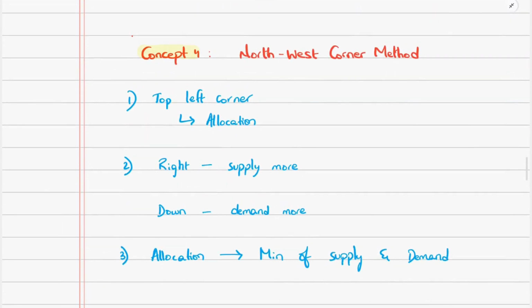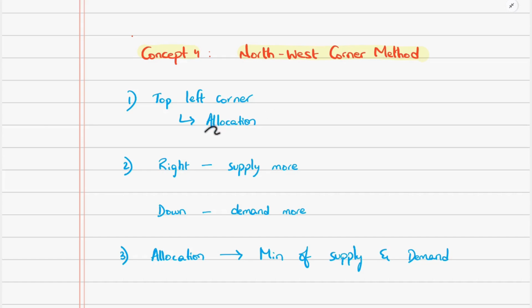So this is our concept for the northwest corner method. So what happens in the northwest corner method? I don't want to talk too much about it because when we solve the problem, everything will become clear. So firstly, we will always start with the top left corner and we will make allocation there right away. Right. Why top left corner? See, in directions, this is north, this is south, this is east and this is west. So this top left quadrant is basically the top left corner. So even when we are solving using the northwest corner method, we will always start with the top left corner.